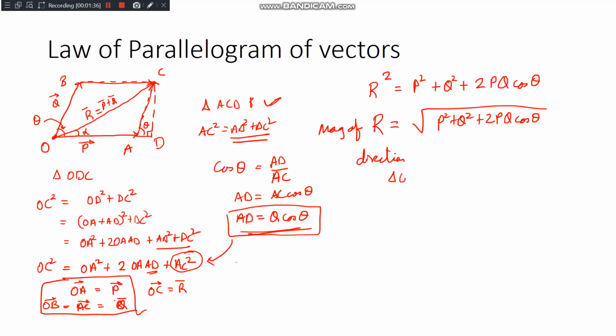So in this triangle of ODC, what will be tan alpha? So alpha, if you see, is the angle made by the resultant with the horizontal. Alpha over here is the angle made by the resultant vector with the horizontal. Okay. So tan alpha is opposite upon adjacent, right? So opposite is DC, adjacent is OA. Sorry, OD, right? Now this DC will be as it is. OD will again split it, and we can write it as OA plus AD, right?